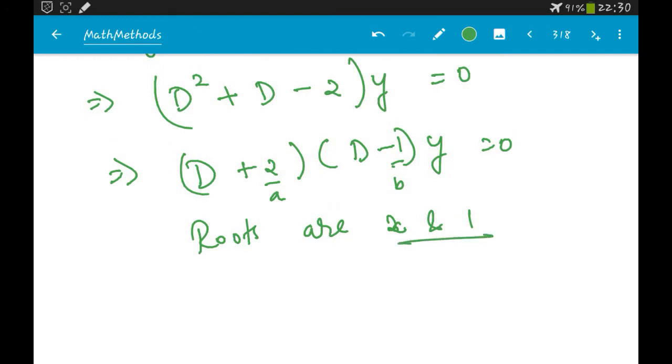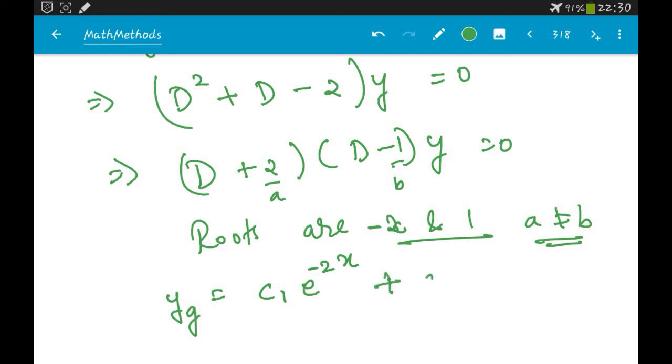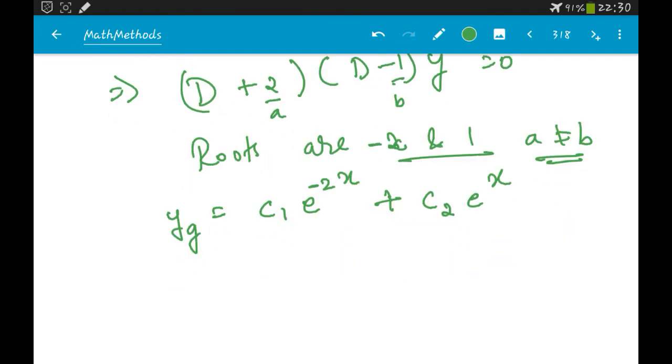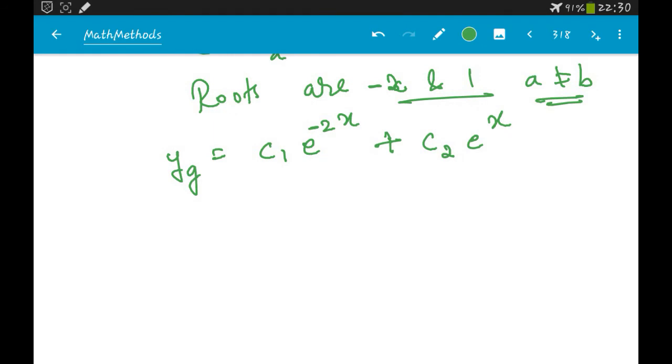So the solution is going to be yg, since a is not equal to b, right, the solution is going to be c1 e power 2x, minus 2x. So roots are minus 2 and 1, right, because you have to take this to the other side. So roots are minus 2 and 1. So yg is going to be c1 into e power minus 2x plus c2 into e power x. So this is your yg. Now we have to find yp.